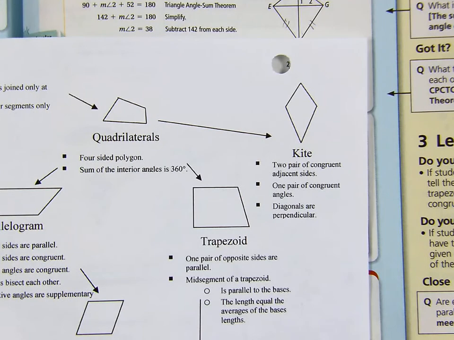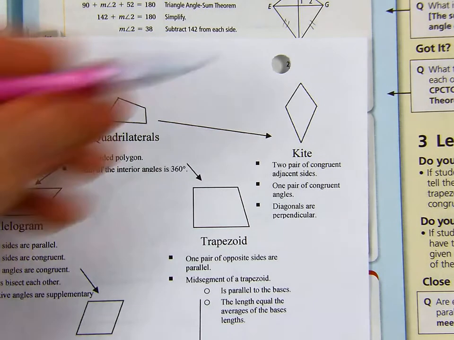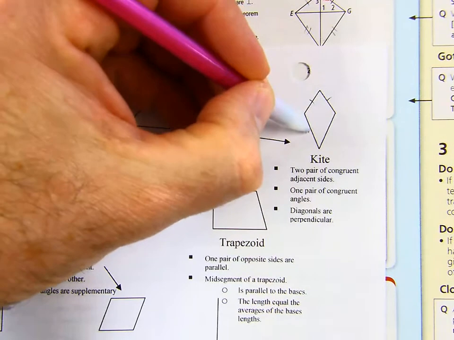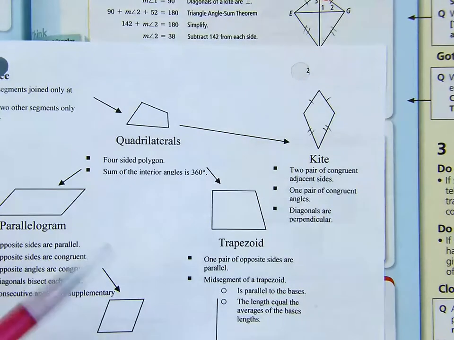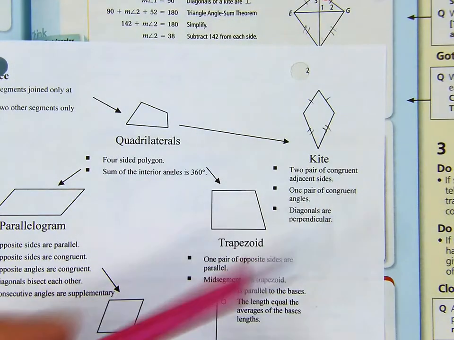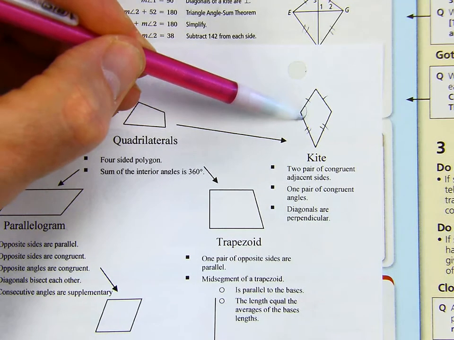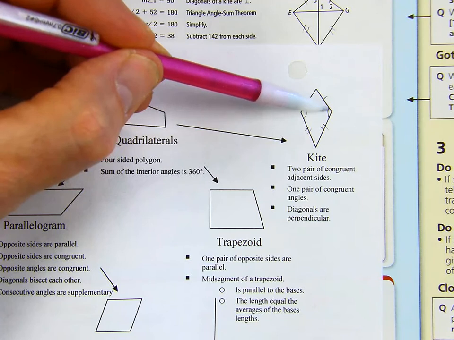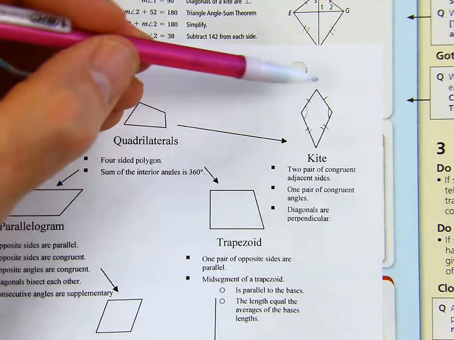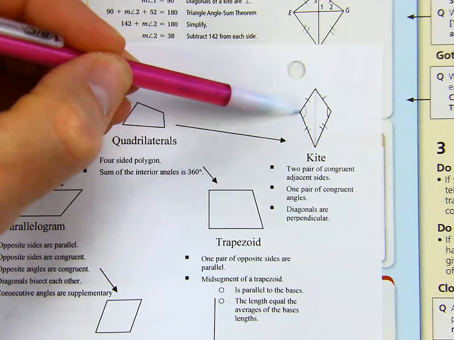And then I have the kite up here at the top, and I put a little more information here. It says 2 pairs of congruent adjacent sides. So these two would be congruent, and then these two would be congruent. 1 pair of congruent angles. No, that's the ones between the non-congruent sides. This angle and this angle will be congruent always. And then the diagonals are perpendicular like that.